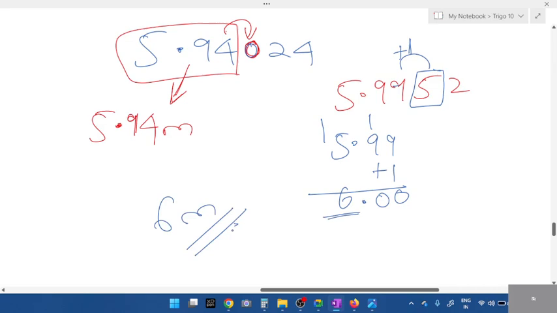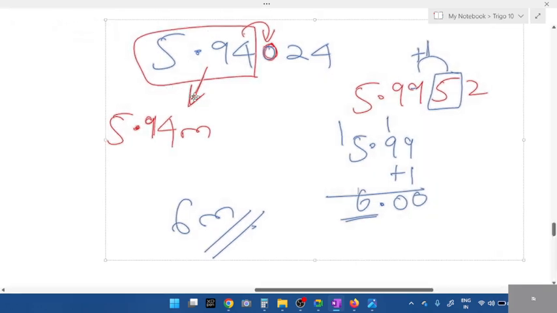Just go through what I've written. So 5.99 is not 5.6 or 5 point something. It is 6 meters. If you add plus 1 to that, the values keep changing. It is 6 meters. Okay. So after the point, for heights and distances, just keep 2 decimals, students. Is it clear? All of you understood?